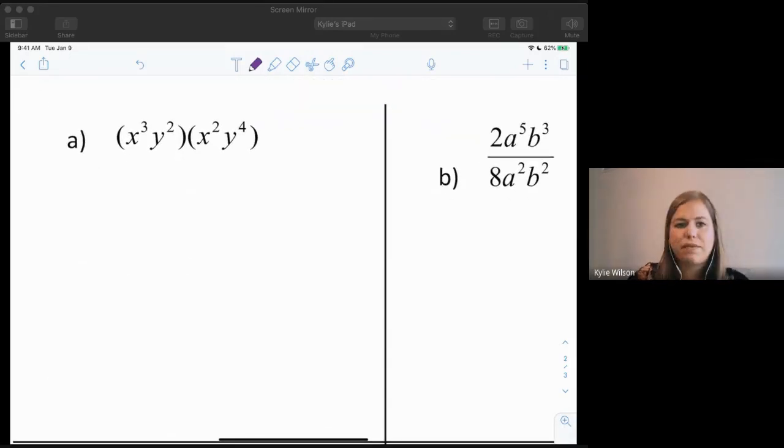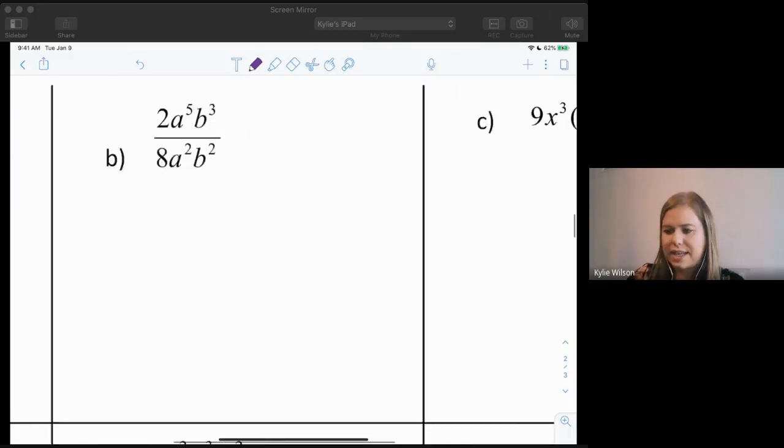So for our first one, we have x to the power of 3, y to the power of 2, all multiplied by x to the power of 2, y to the power of 4. Because I'm multiplying, I'm going to keep my base and add my exponents. So 3 plus 2 is 5. Keep my base, add my exponents. 4 plus 2 is 6. So again, just because I'm multiplying, I add my exponents.